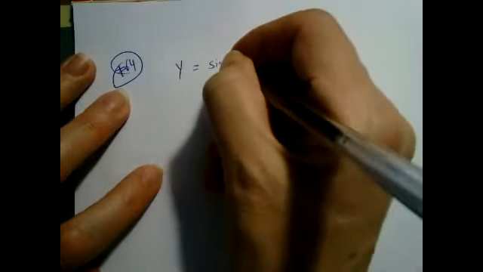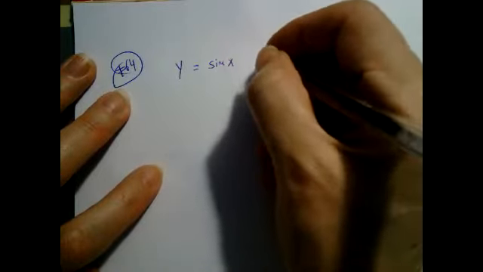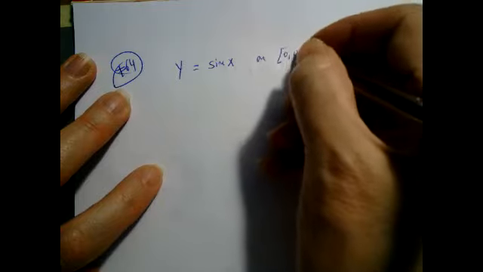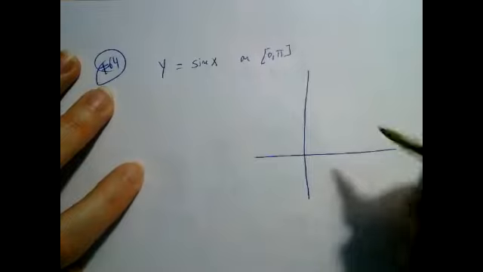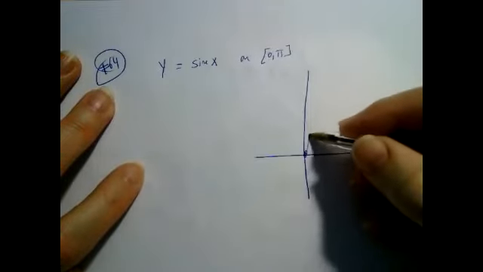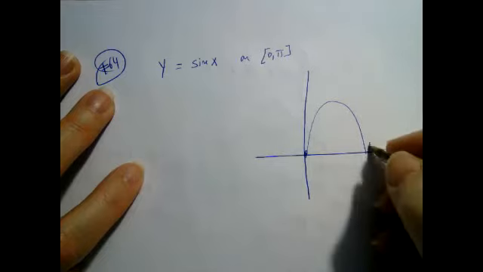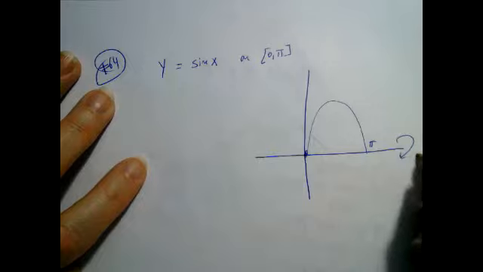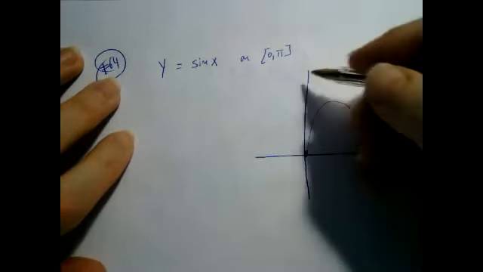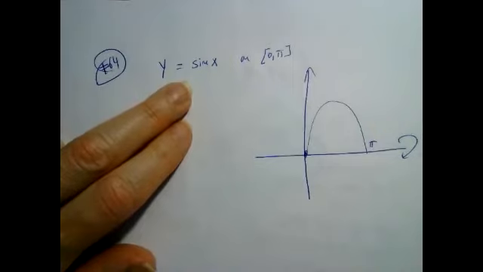So we have the region bounded by y equals sine x and the x-axis on the interval 0 to pi. So that's my region, sine x. This is pi. And we are rotating it around the y-axis. Okay, so we're going to rotate this around the y-axis, and they want us to find the volume.